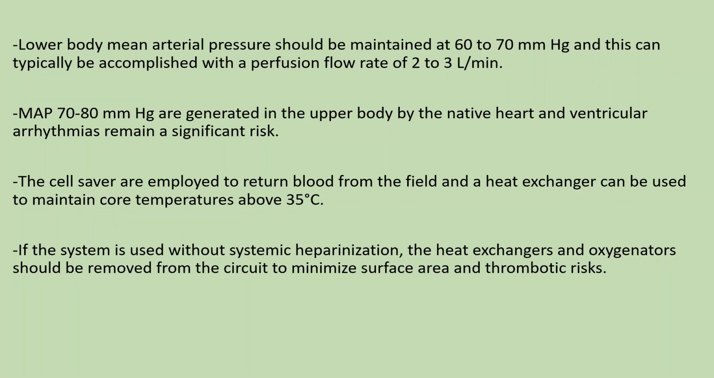So the MAP of 70 to 80 is generated in the upper body by the native heart, and ventricular arrhythmia remains a significant risk. The cell saver is employed to retain blood from the field, and a heat exchanger can be used to maintain core temperature above 35. If the system is used without systemic heparinization, the heat exchanger and oxygenator should be removed from the circuit to minimize the thrombotic risk.